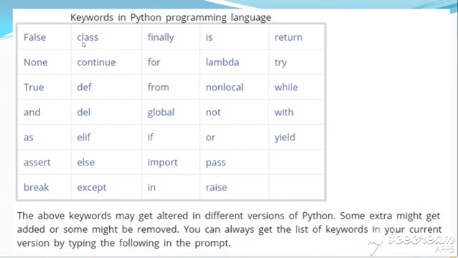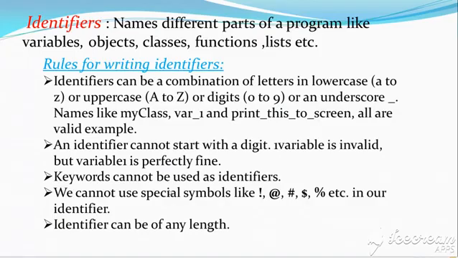Keywords. Keywords are special reserved words which mean something for the Python programming, and this is the list of all the Python keywords. False, None and True are the only three keywords which start with a capital.